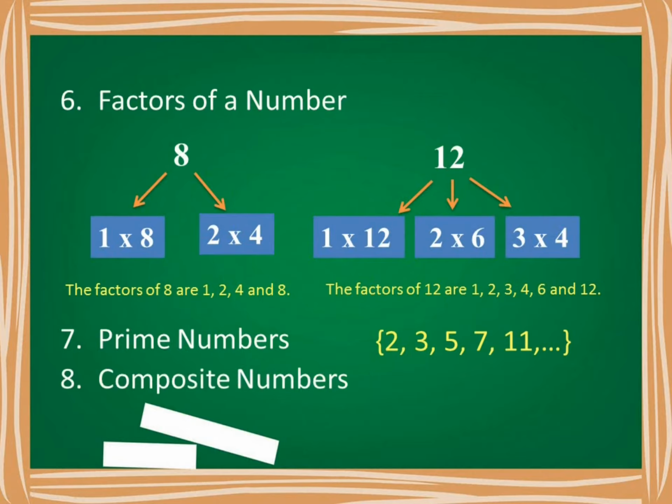Unlike si composite numbers, kabaliktaran ni prime numbers, we have 4, 6, 8, 9, 10, and so on. Si 4, bukod kay 4 times 1, meron pa siyang 2 times 2 na factors. Si 6, bukod kay 6 times 1, meron pa siyang factors na 2 times 3.